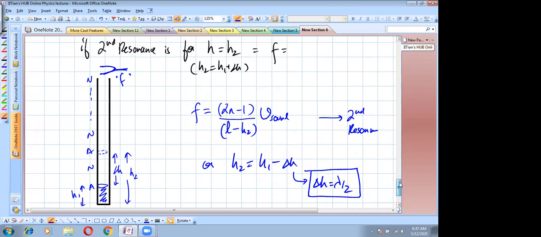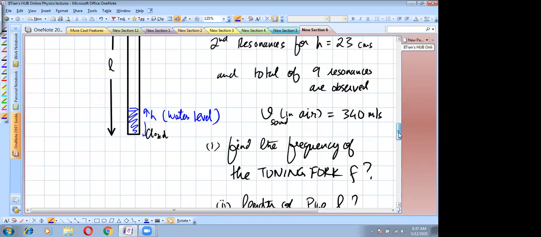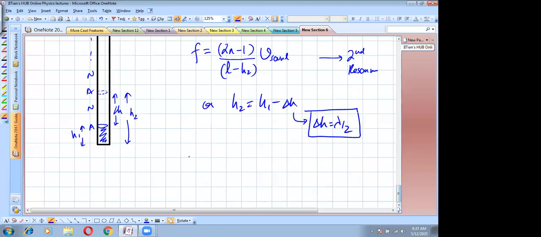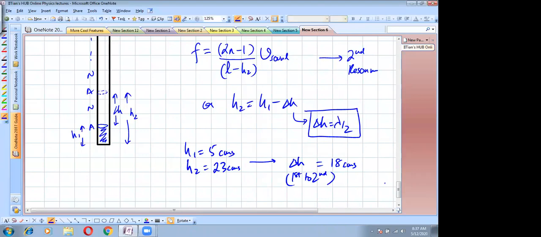So going to our earlier question, that is the key to understand now, that the height is increased from 5 to 23. So from that you know that in our question H1 was 5 centimeters, H2 was 23 centimeters. So we know this now. Delta H from first to second resonance is equal to 18 centimeters. So that is equal to lambda by 2. So use that, and along with that use the speed of sound.